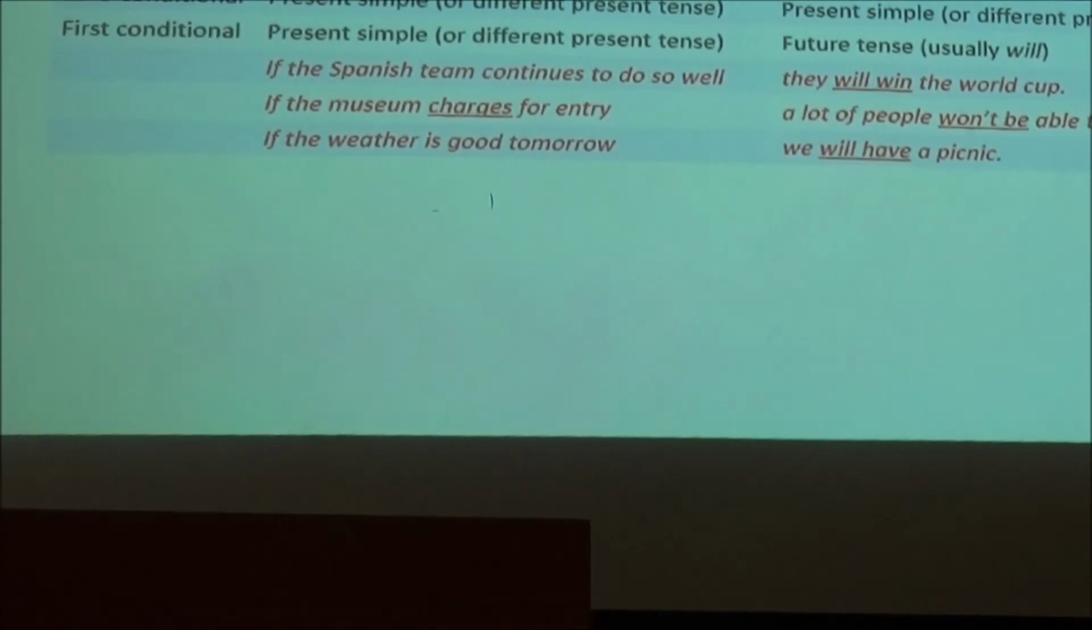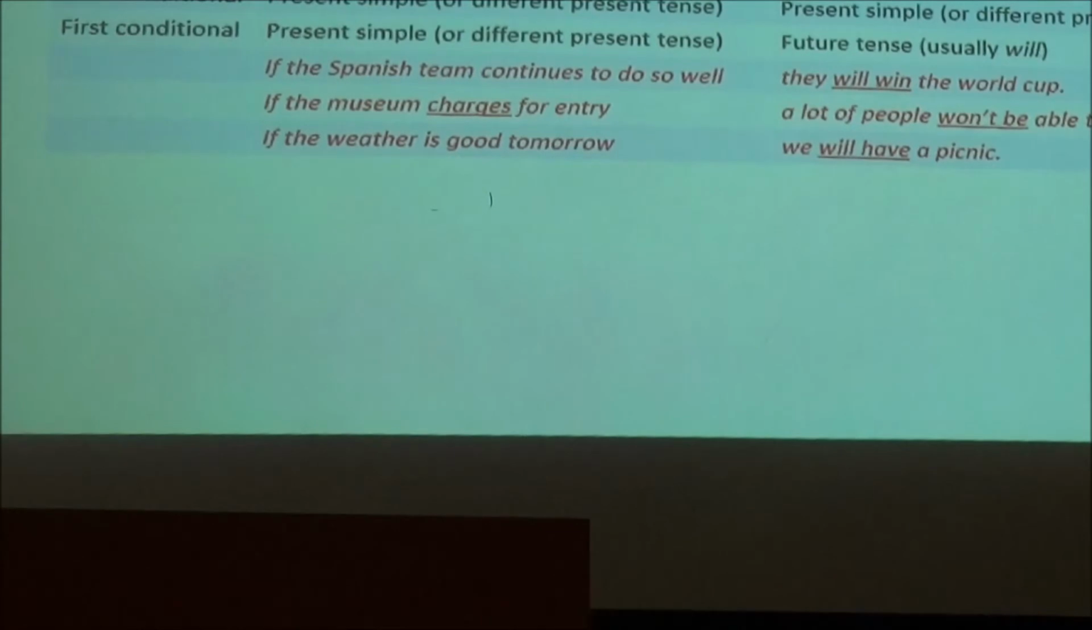And you remember from our lecture on future that will is used for predictions based on general knowledge or based on opinion. Well, each of these are also predictions based on opinion. But they're also a conditional sentence. A first conditional.